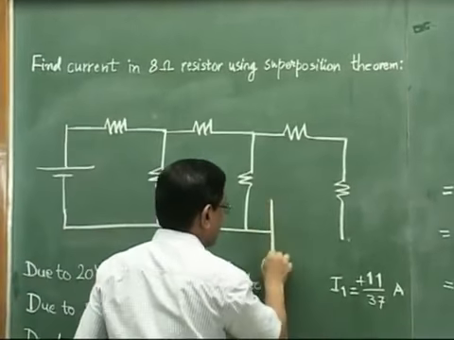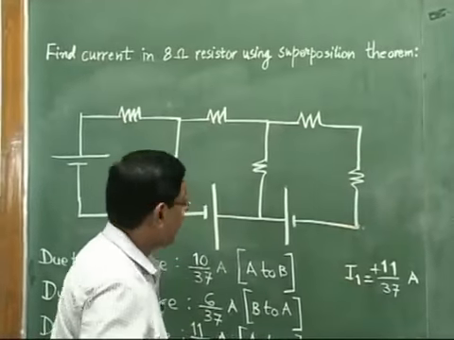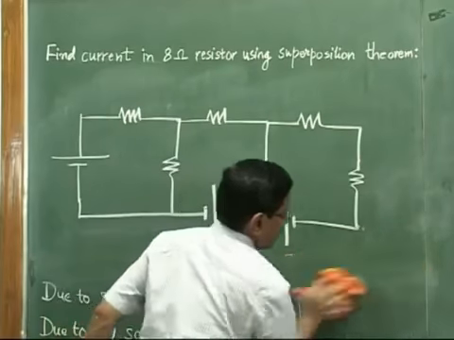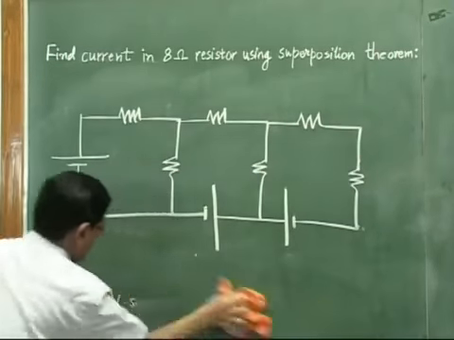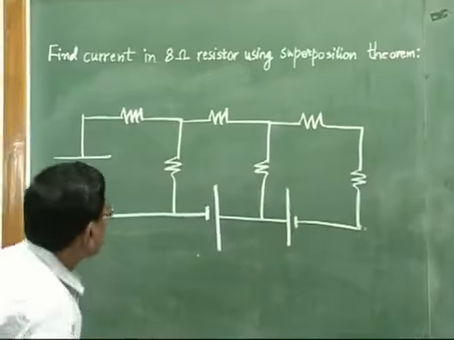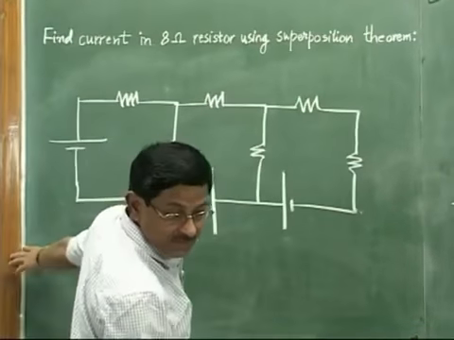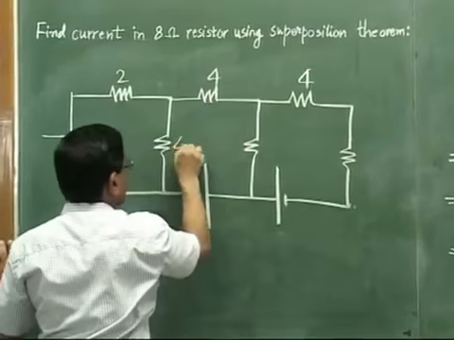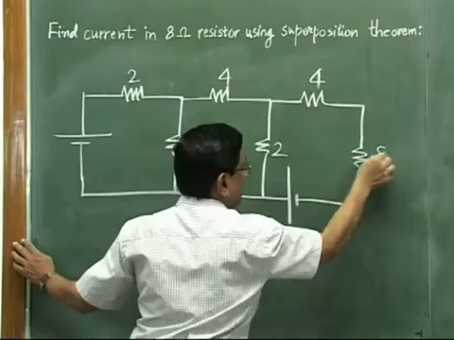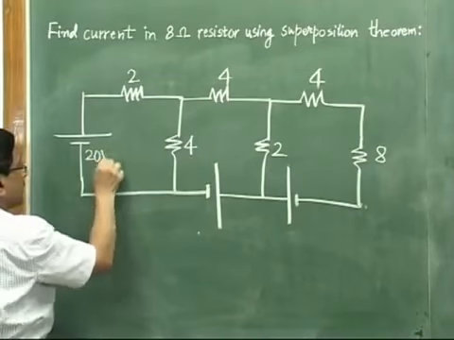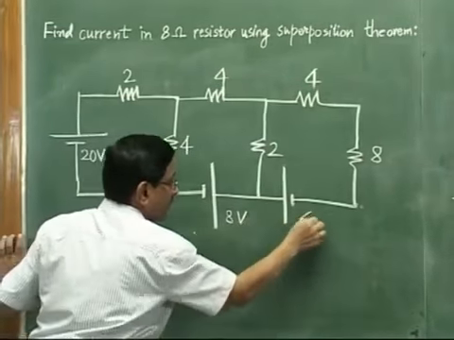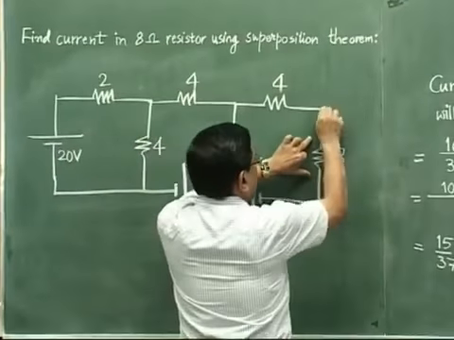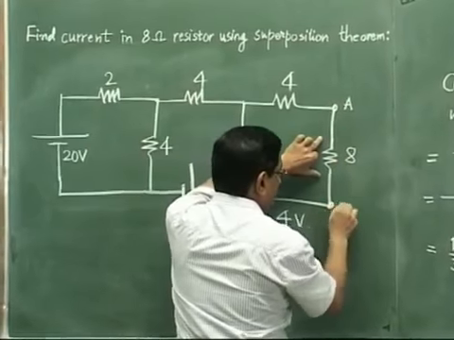This was the circuit that was involved. Okay. Now see, just putting the values, this was 2 ohm, 2 ohm, 4 ohm, 4 ohm, and this was 4, 2, 8, this was 20 volt, 8 volt, 4 volt. This was our given circuit, and we want the current flowing through this 8 ohm resistor. Okay, that was our problem.